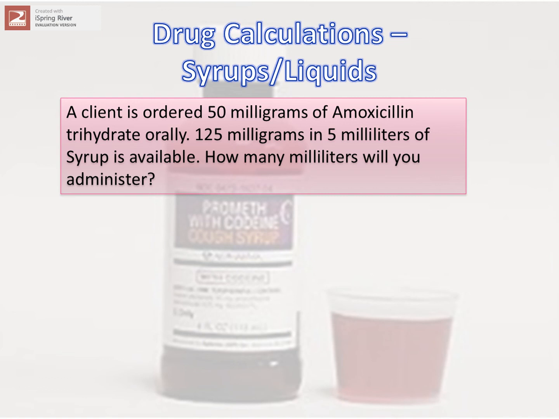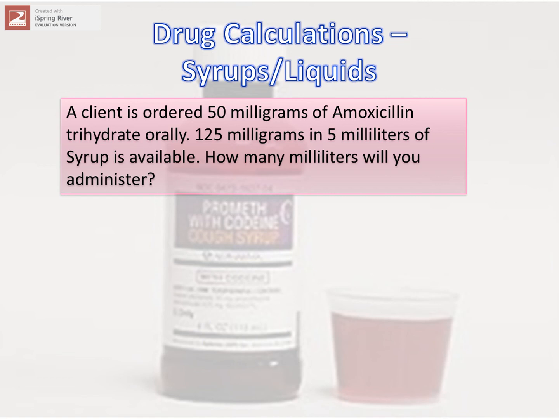Alright, so now we're going to work on the syrups and liquids. A client has ordered 50 milligrams of amoxicillin trihydrate orally. 125 milligrams in 5 milliliters of syrup is available. How many milliliters will you administer?